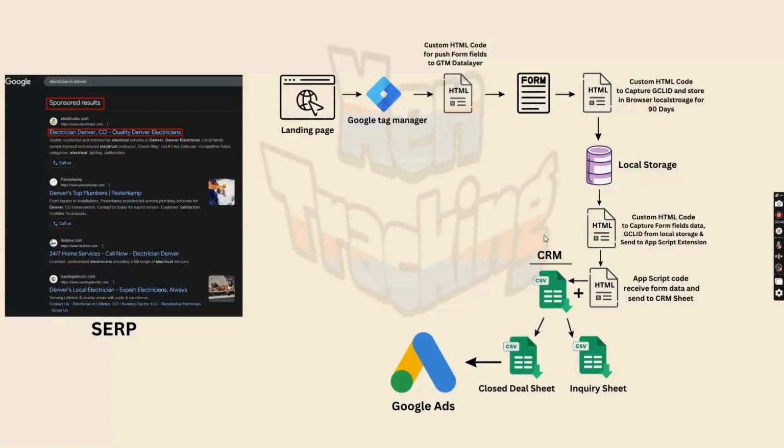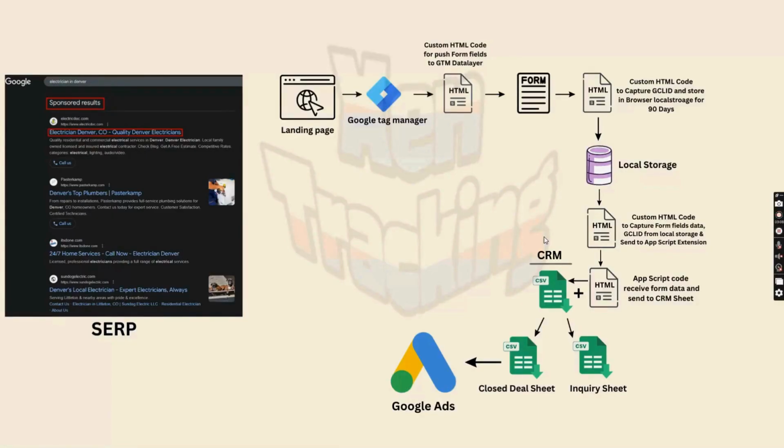Finally, we implement a secret token verification system. This token must match between the website code and the Apps Script code. If the token does not match, the data request is rejected. This protects your CRM sheet from bots, spam submissions, or unauthorized scripts.